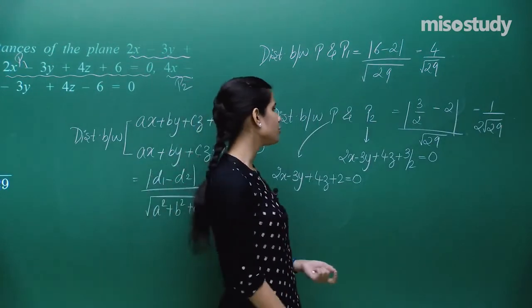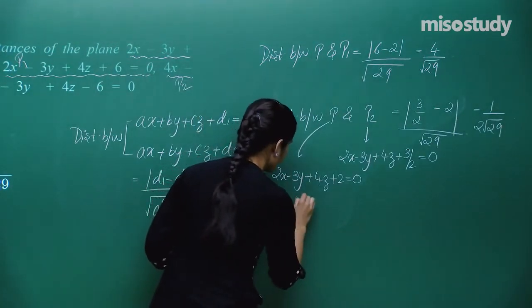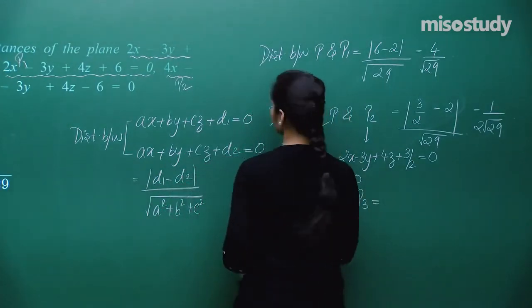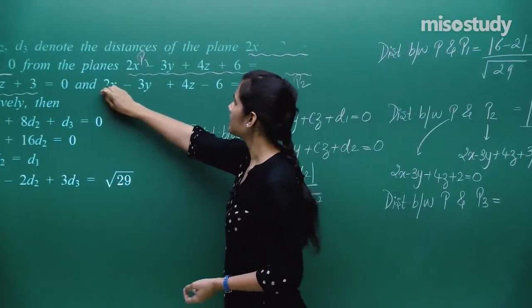So you get 1 by 2 root 29, and the distance between plane P and plane 3, it's given to you as the distance. So this is my plane 3.